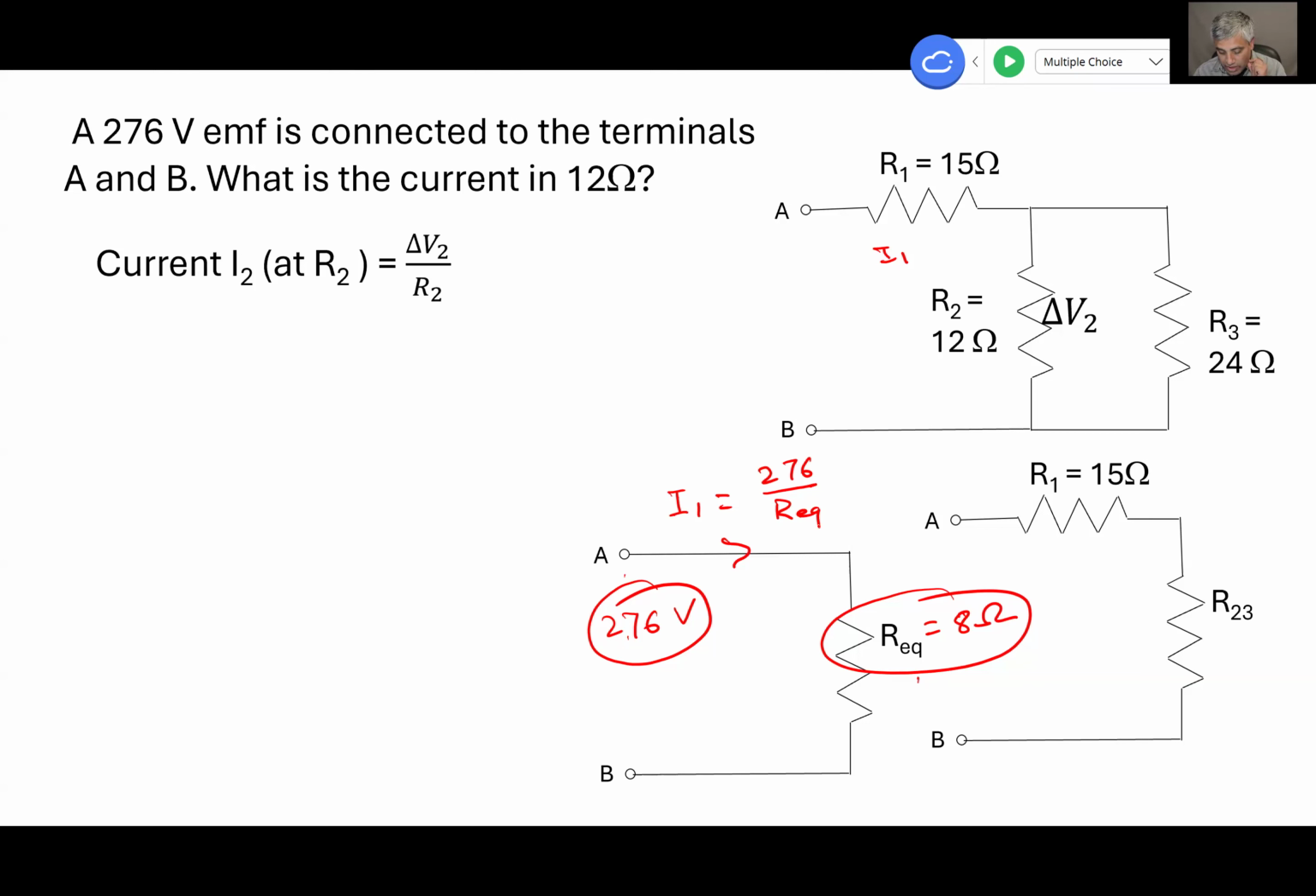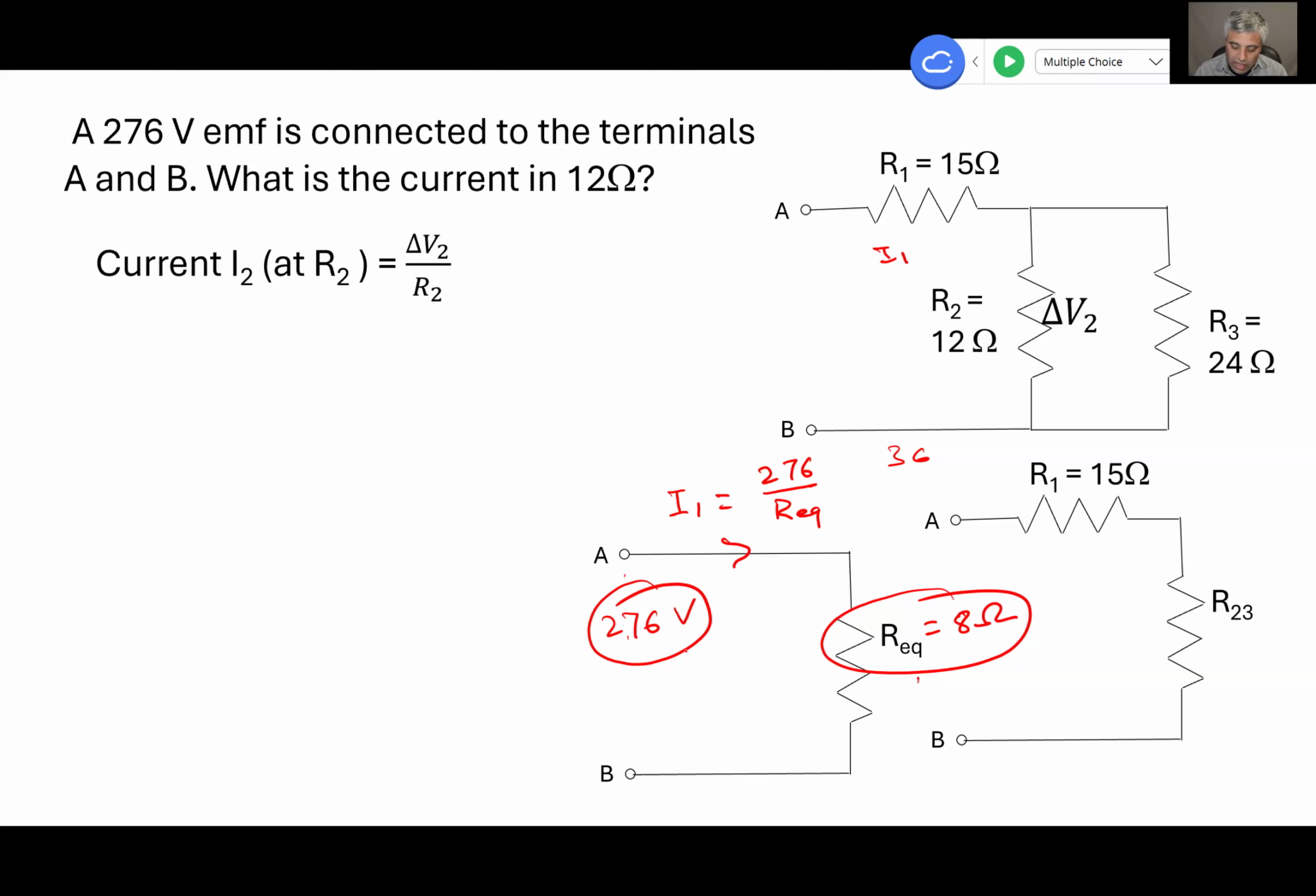Oh, do I know how to do that? 8 times 3 is 24, and 3, and then 36. Ooh, 34 point something, 34.2 something. So that way we find the current.